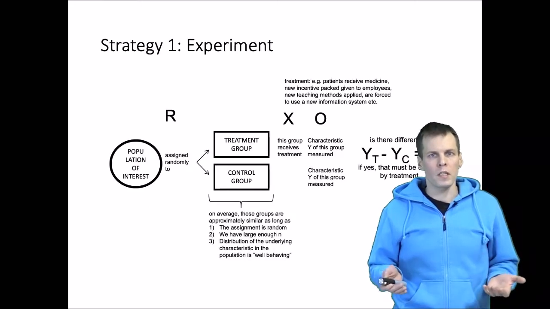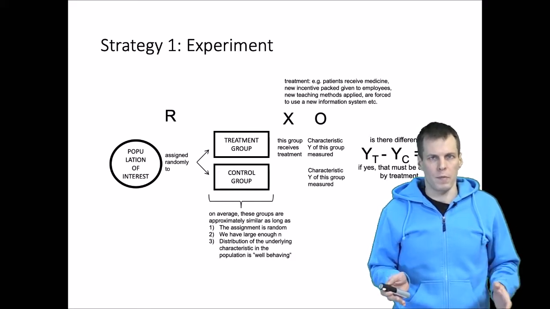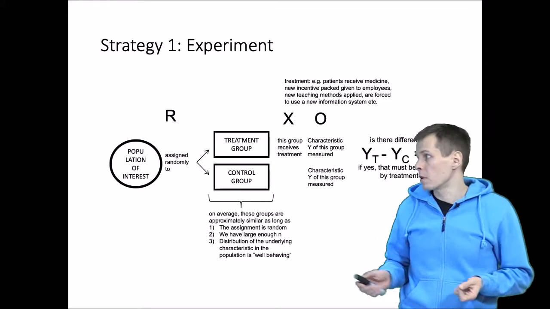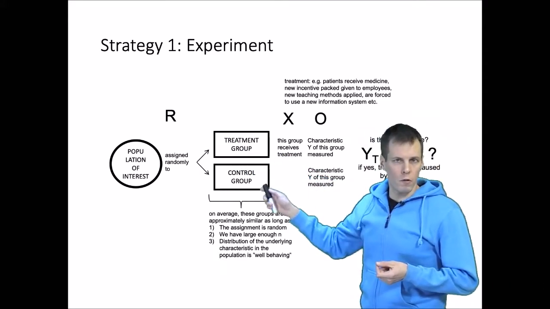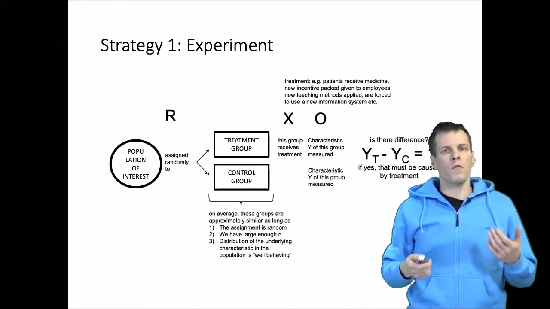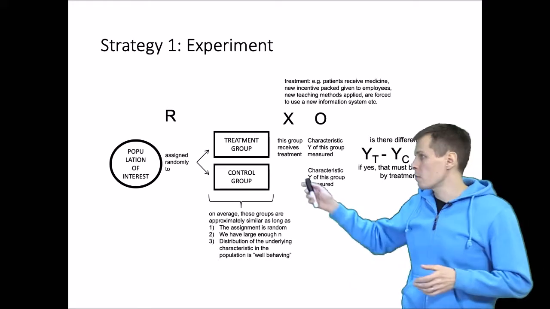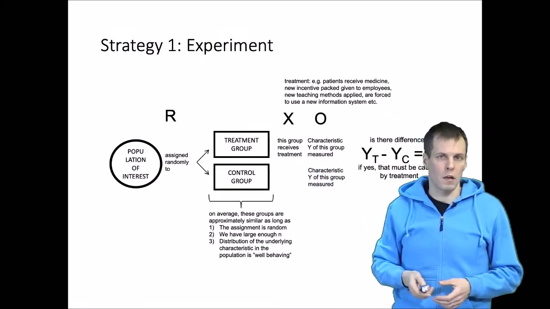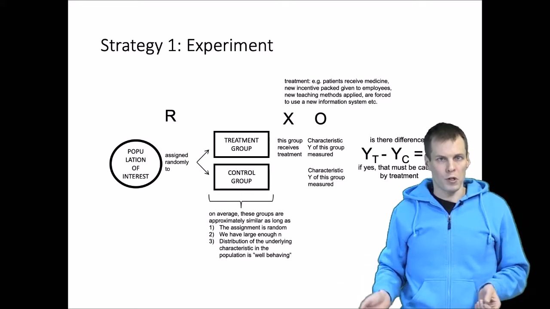When we talk about experiments, we need to remember that there are two important properties of an experiment. So two things that make an experiment. First, we have the randomization here, and then we have the treatment group and control group. And this provides valid causal evidence if the randomization works and our sample size is large enough and there are no problems with the procedures.